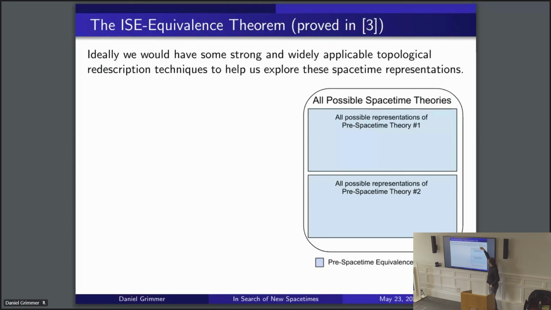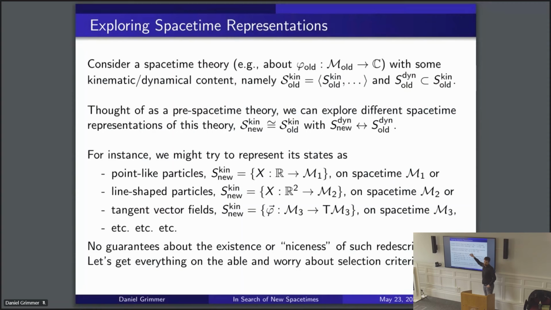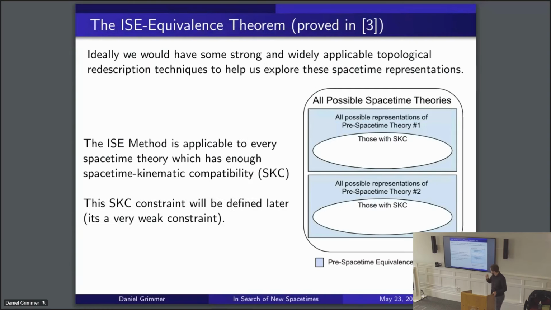Here's the space of all possible space-time theories, this big white oval, right? And it's already divided up for us into pre-space-time equivalence classes. You can check that my definition of pre-space-time equivalence, like this condition here, is obviously an equivalence relation. Okay. So we divide up this space into equivalence classes, and here's all possible representations of some pre-space-time theory or some other pre-space-time theory. Now, this ISE method that I'm going to tell us about later is supposed to help us explore this space of topological representations.